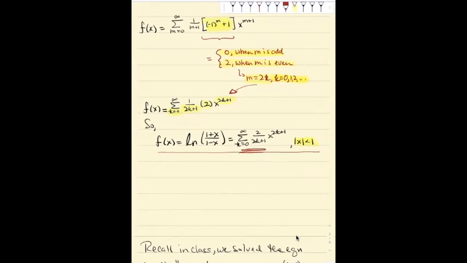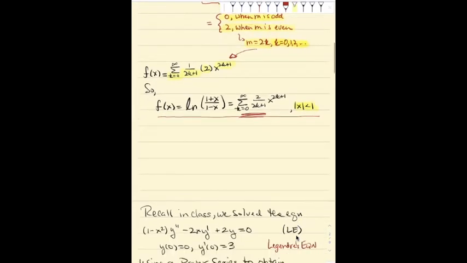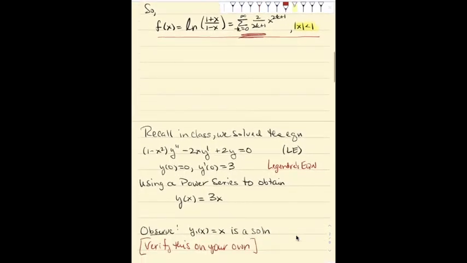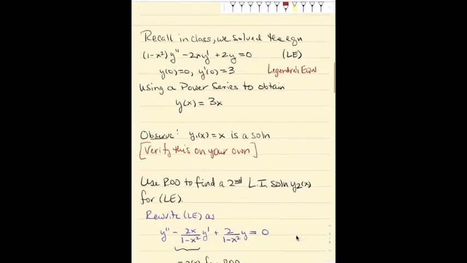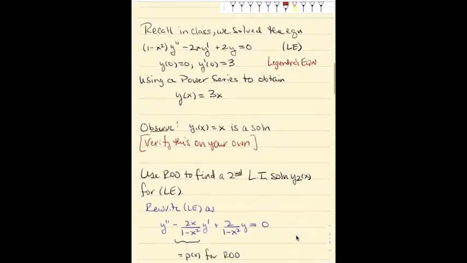Now I am going to go on to the next piece of the puzzle, which is to go back and look at Legendre's equation. We solved this in class for particular initial conditions, as you see here. What we got was y of x equals 3x. We used a power series to do that.